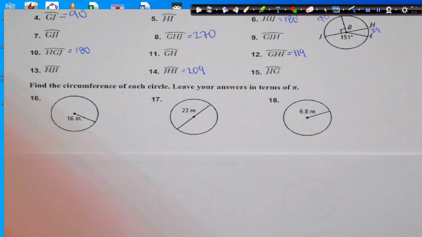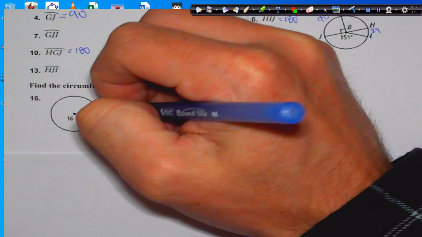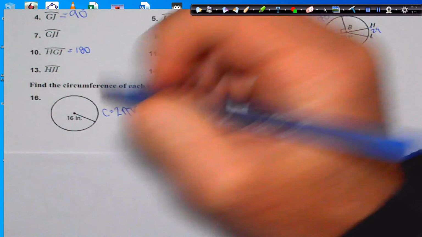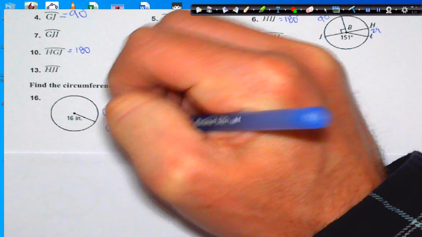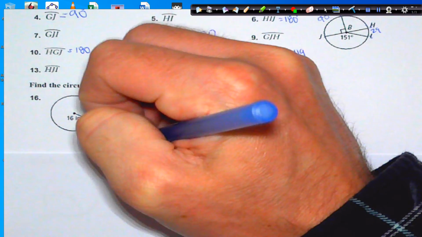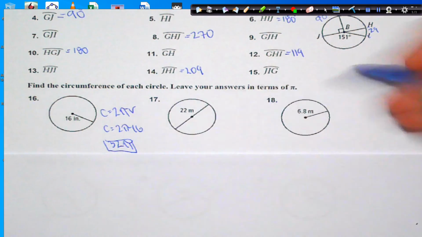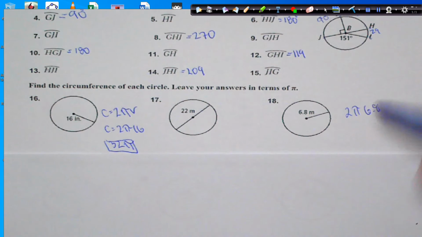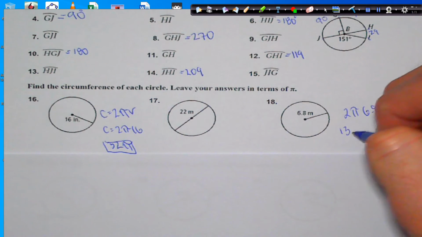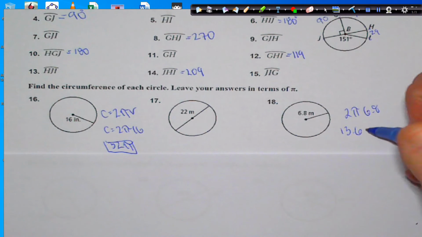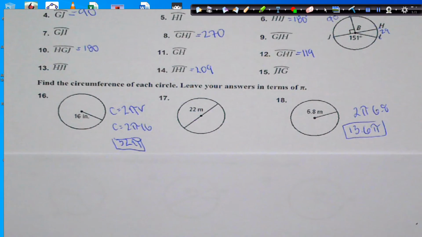All right, find the circumference of each circle. So this is just doing 2 pi r. So 16 is our radius, so we're just going to do 2 pi 16, which is just 32 pi. And this one's 6.8, so the same thing here, so it's 2 times pi times 6.8. And that's going to give me 13.6 pi. There we go. Look at that. This worksheet's going to be done in no time.